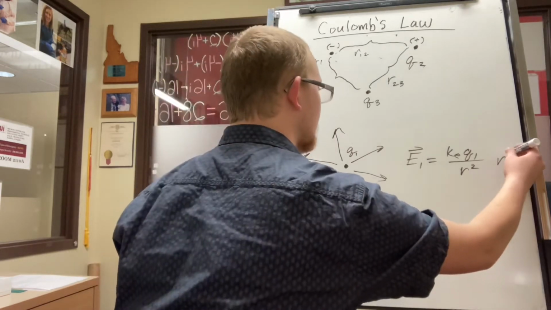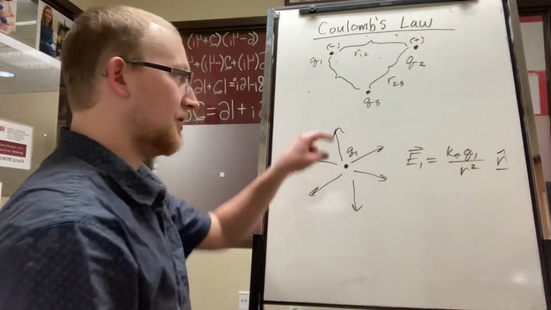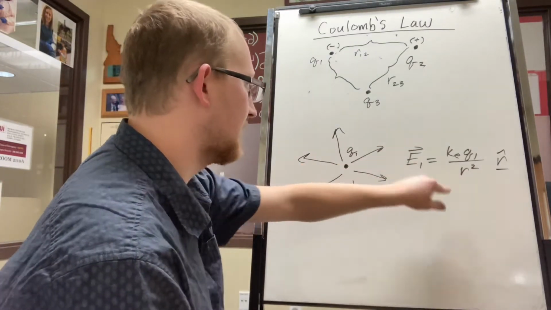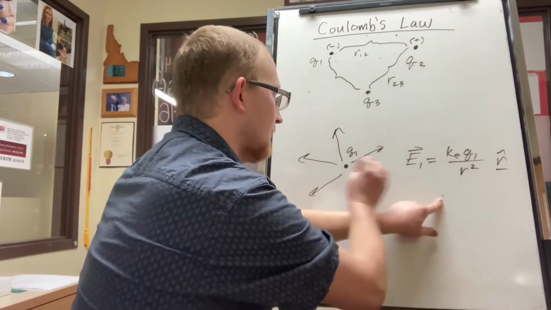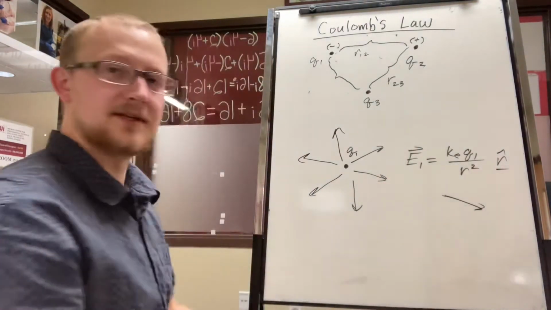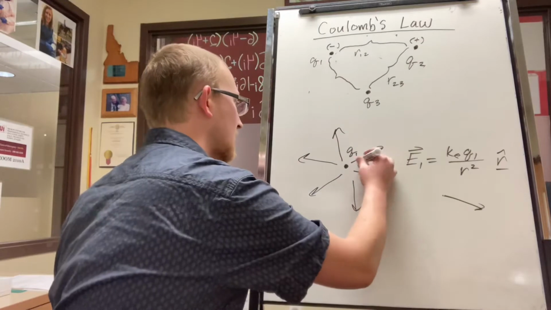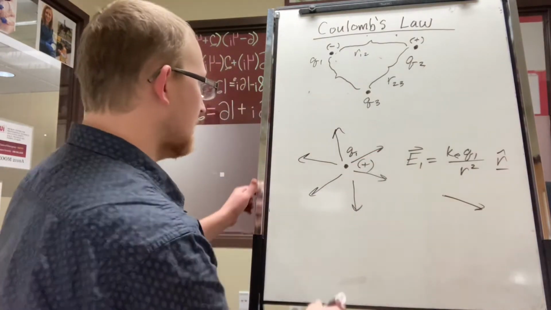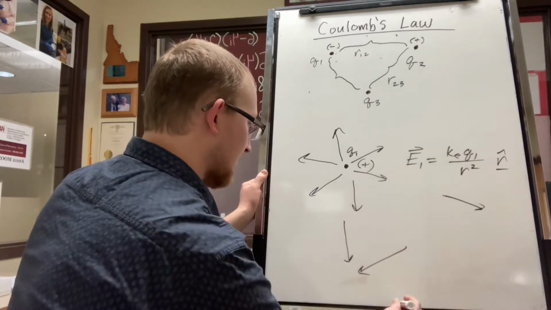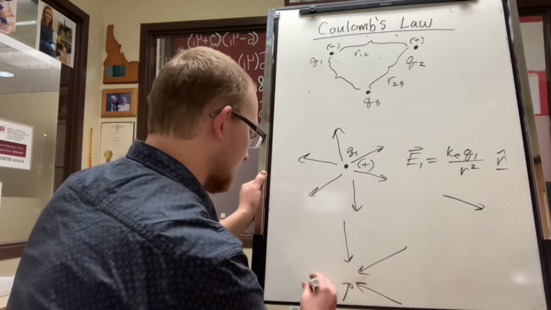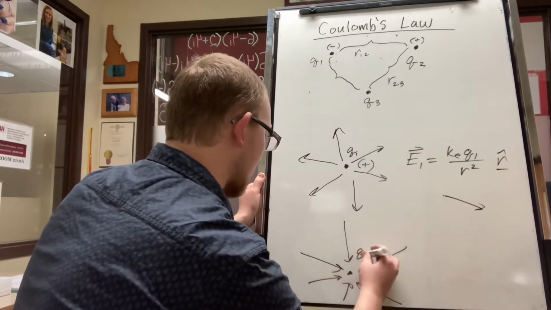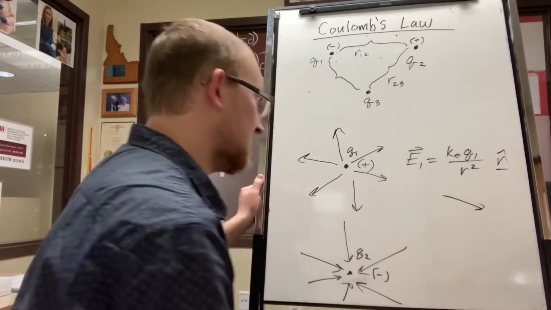In the radial direction, you can go anywhere in space at some distance r. Let's say I go out here to this distance r. The electric field will be pointing radially outwards from Q1, assuming Q1 is a positive charge. Now, if Q2 is a negative charge, then it's what's called a sink. So a positive charge is the electric source, and the negative charge is an electric sink.